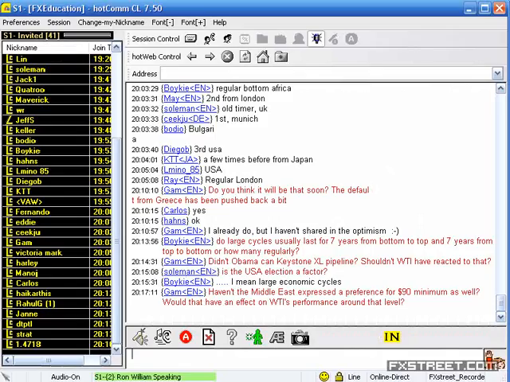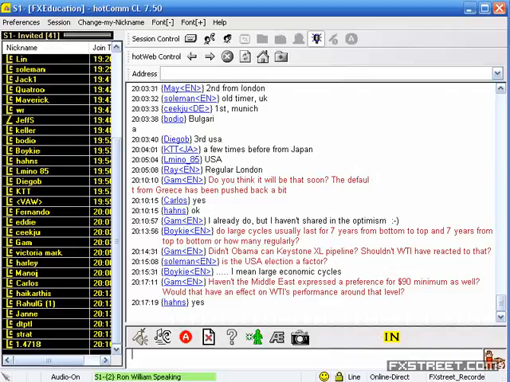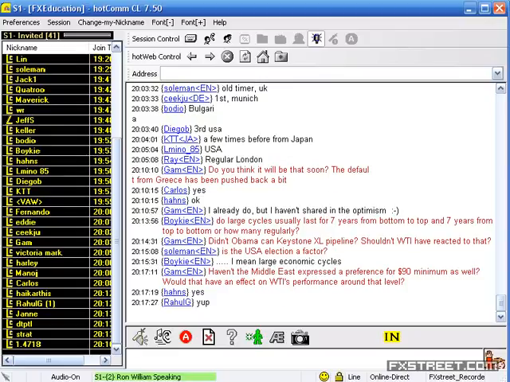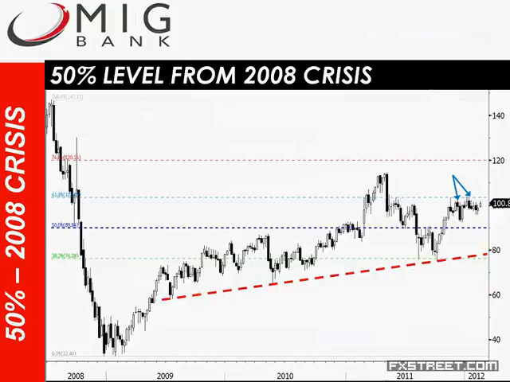And just one quick question there that I will answer. Haven't the Middle East expressed a preference for $90 minimum as well? Would that have an effect on WTI performance around that level? I've been asked that question by various journalists very recently, and that is a good question. I think Middle East oil ministers have expressed $100 or maybe $90 as an important cap on the oil market. I believe that they, of course, have plenty of political influence on the supply side of oil movement, but I believe that influence is only short-term.